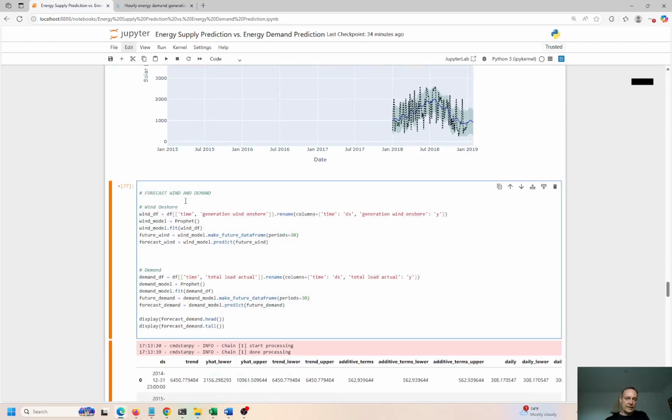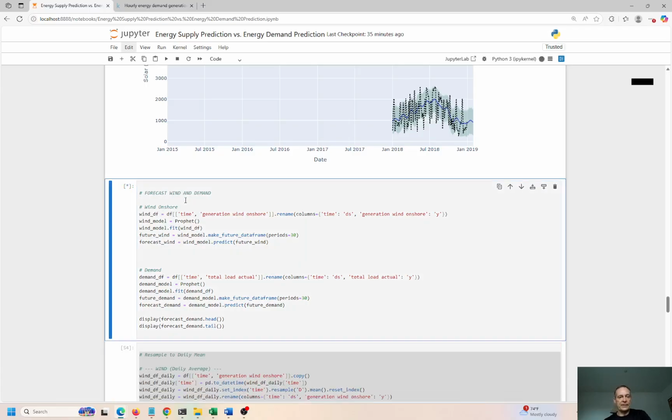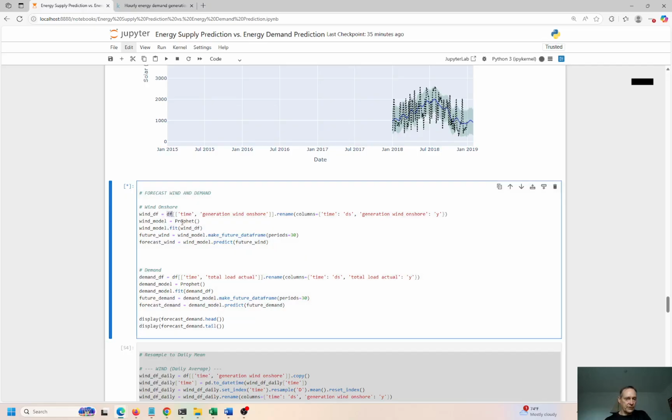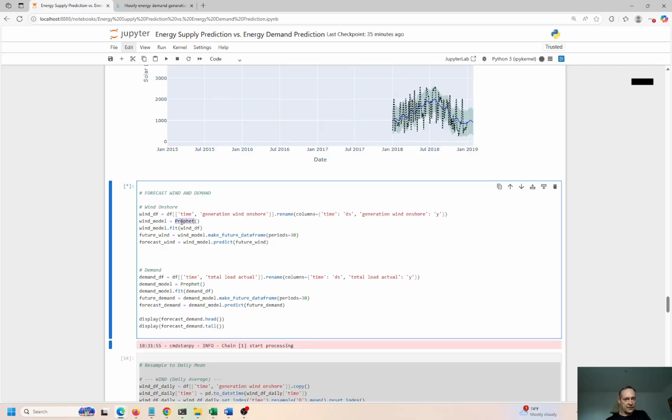Now let's look at wind and demand. That was solar. Now let's take a look at wind and see how that's different. So we have the same data frame, right, that comes from the beginning. We're feeding that into the Prophet time series model. And we're looking at time, that is the ds. These two are coupled together, and generation wind onshore is the y. So this is power generation.